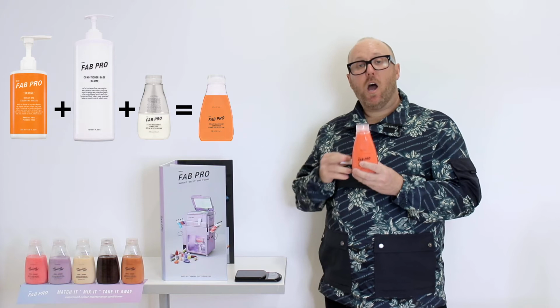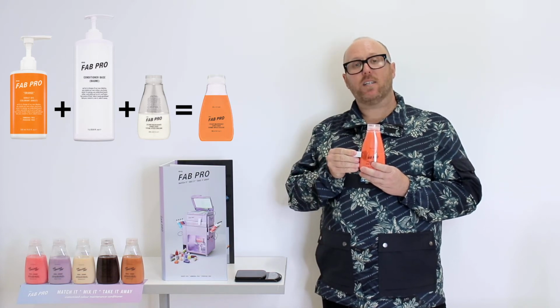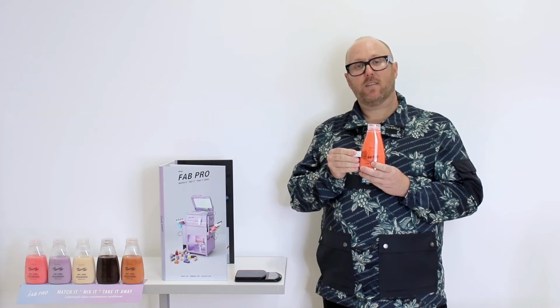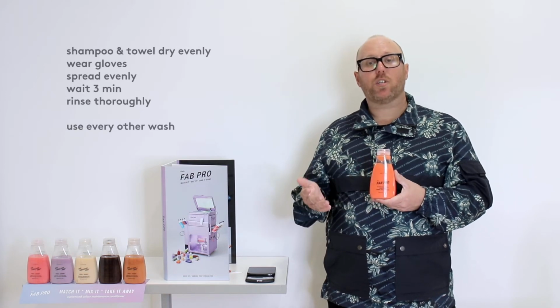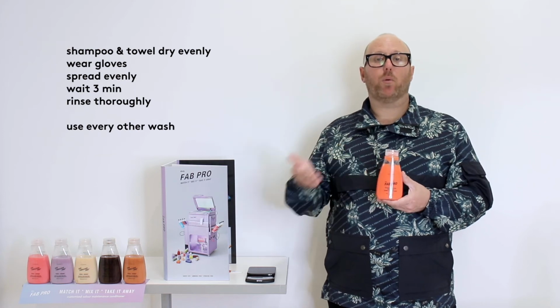Now, as you can see, I've created a customised colour maintenance conditioner that perfectly matches the intensity of the pastel orange. Now, for the client to successfully use their customised colour maintenance conditioner at home, they should use it every other wash. When doing so, they need to start by shampooing the hair.